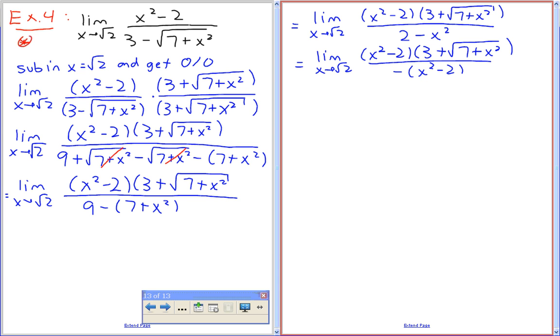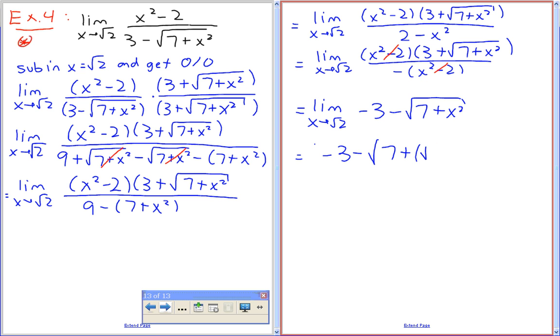Good. I'm actually going to move that negative to the top, because whether the negative is in the denominator or the numerator, it's the same. I'm going to call my question the limit as x approaches root 2 of negative (3 plus the root of 7 plus x squared). And when you stuff that in, I'll just stuff it in quickly. It should get an answer of negative 6, I think. Yeah. Man, that took about 3 weeks.